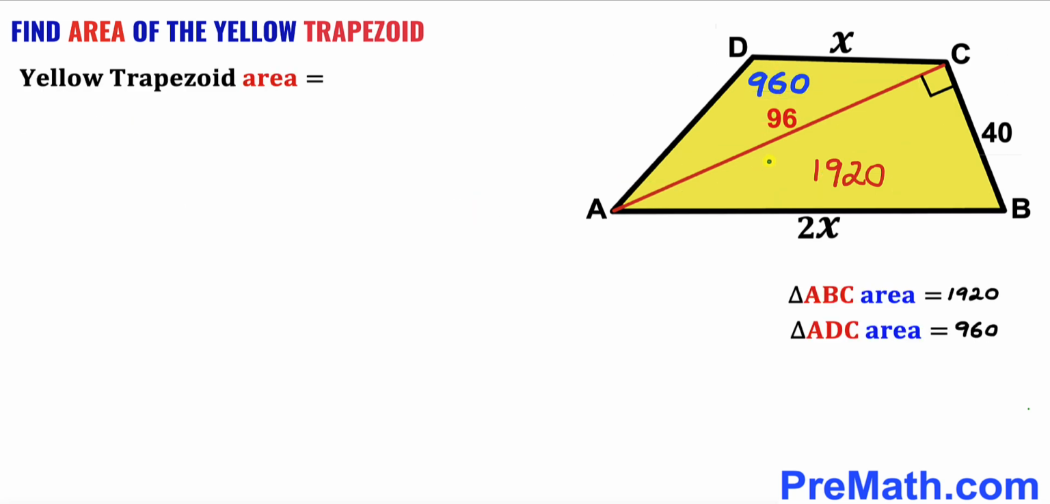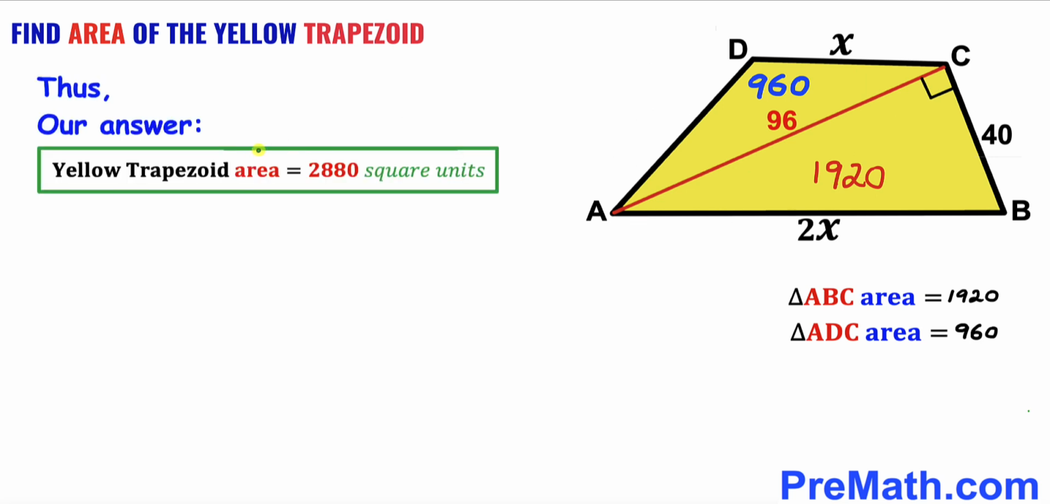So thus the yellow trapezoid area is going to be the sum of these 2 individual areas. I can write down 1920 plus 960. And if we add these numbers, that is going to give us 2880 square units. So thus the yellow trapezoid area turns out to be 2880 square units.